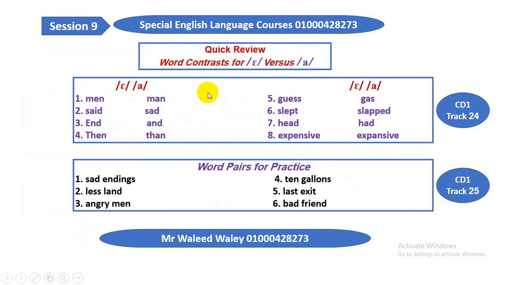Here it's a quick review. Word contrasts for eh and ah. Eh as in get, ah as in fat. Eh as in get, ah as in fat. Look at the following words. Listen carefully and repeat after me.